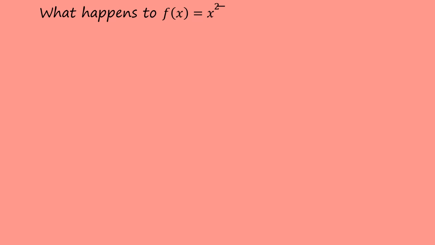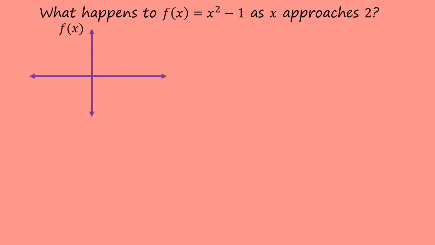What happens to f of x equals x squared minus 1 as x approaches 2? To do this, we can do it graphically. The vertical line represents the f of x. The horizontal line represents the x itself. Then when we plot the graph, it's going to look like this. Now, let's place 2, and we want to approach this. Let's draw a line. And to the f of x, we don't know what we're going to get.